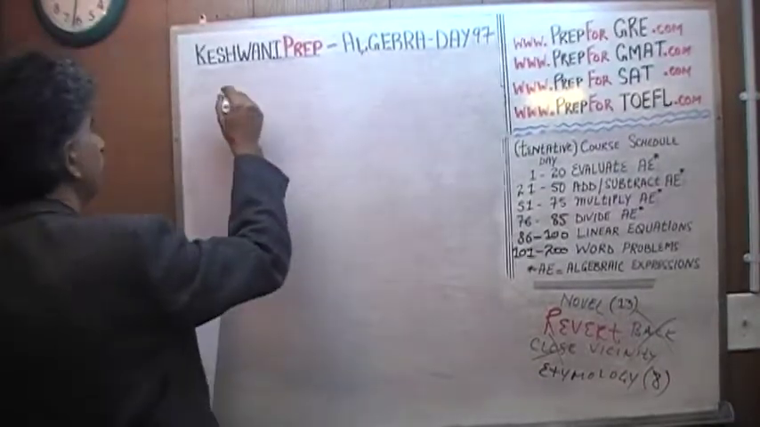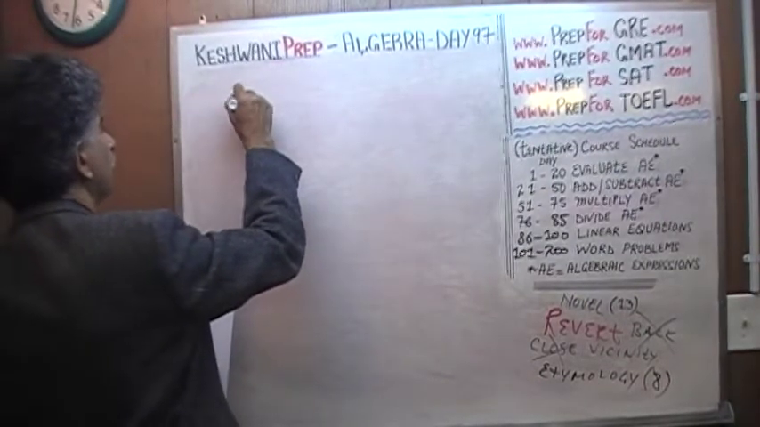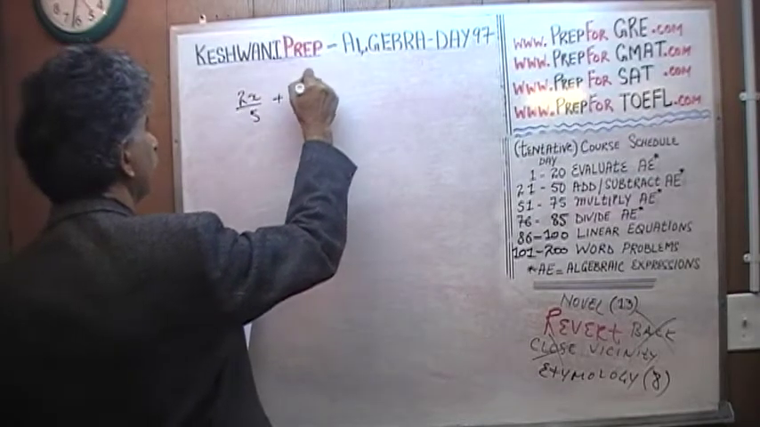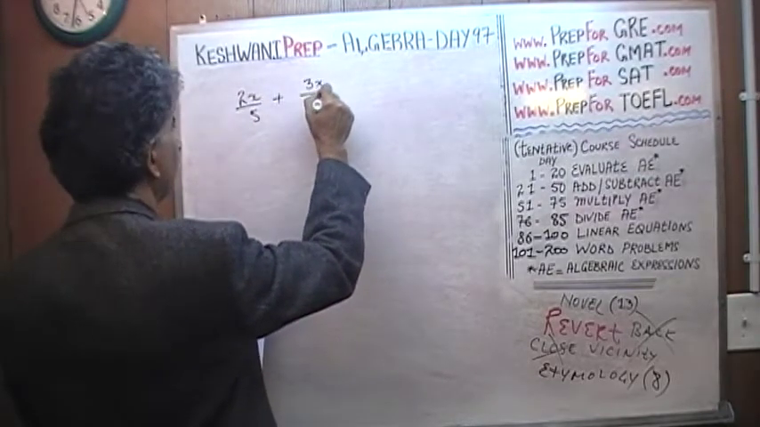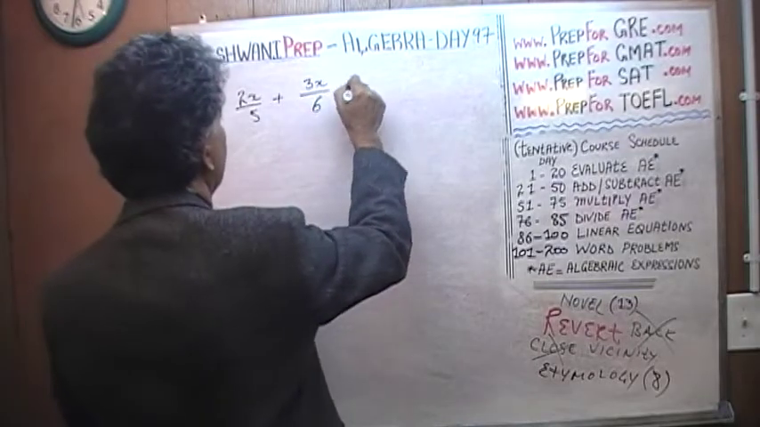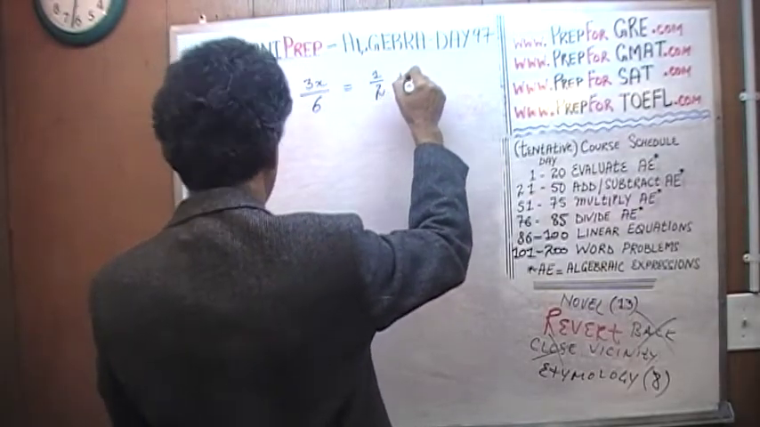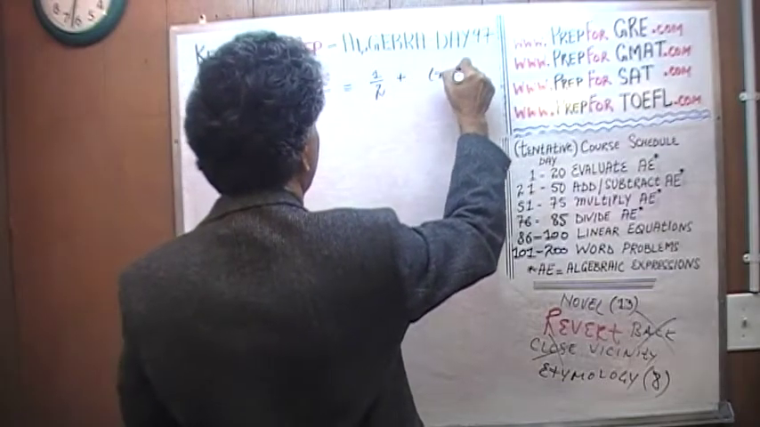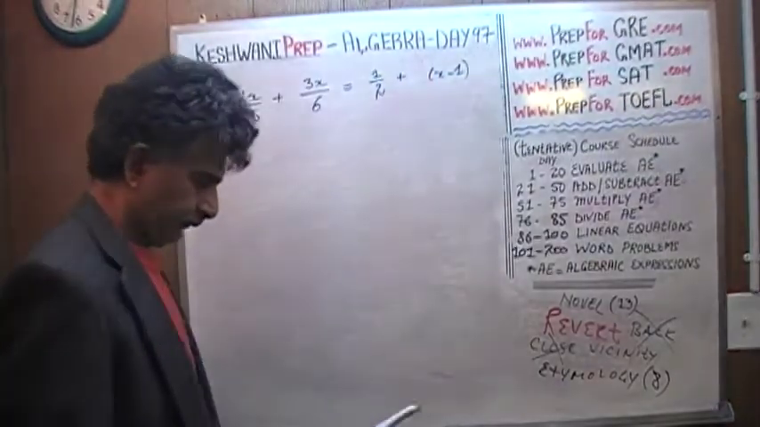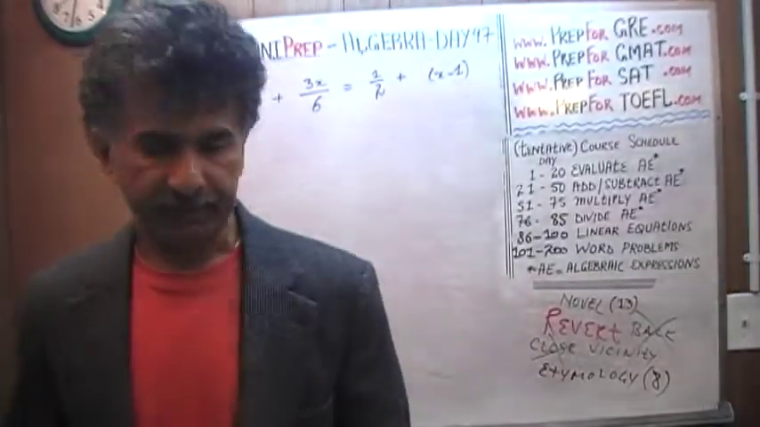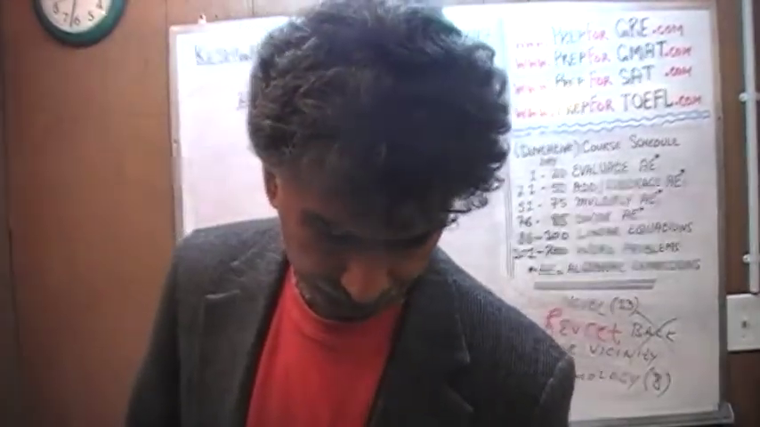We are told that 2x over 5 plus 3x over 6 equals 1/2 plus x minus 1. And of course our job is to find out what value of x will satisfy this equation.